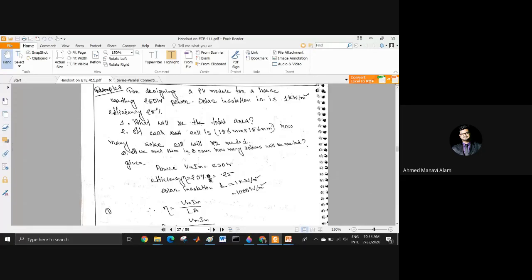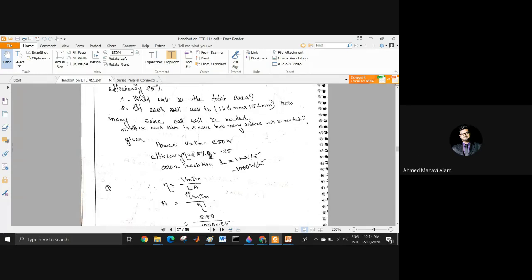If each cell is 156 by 156, how many solar cells will be needed? Let's do the first part first: what will be the total area? We know that efficiency is VMIM divided by LA. In this math I didn't give any angle, but I can give any angle. I don't think it will be very tough for you. It will be the same, just there will be L into cos theta.